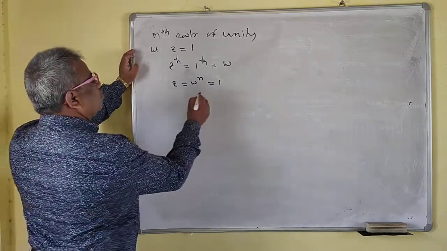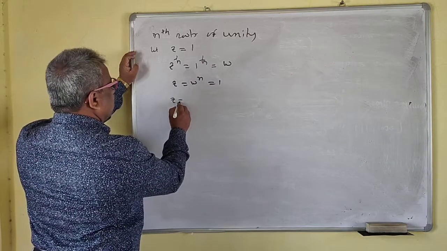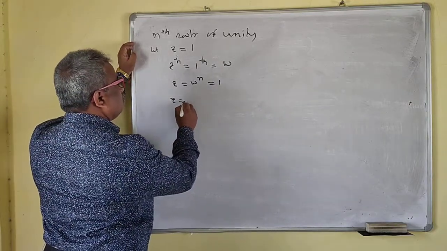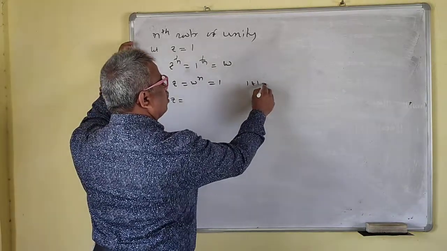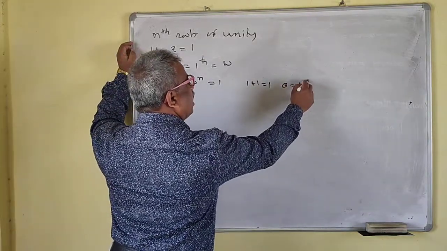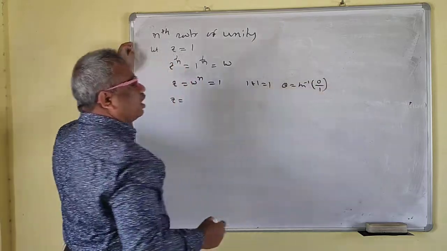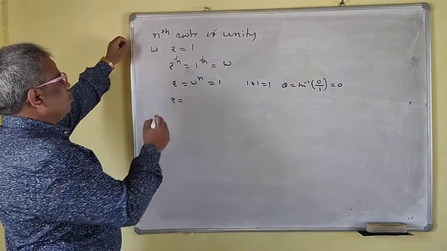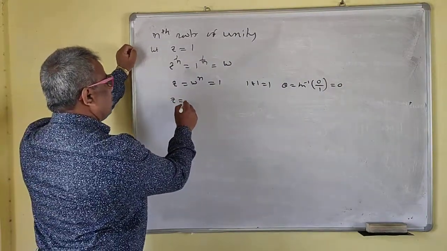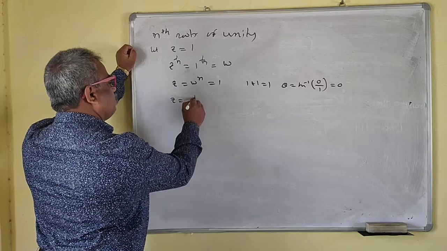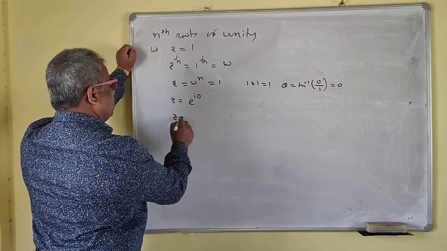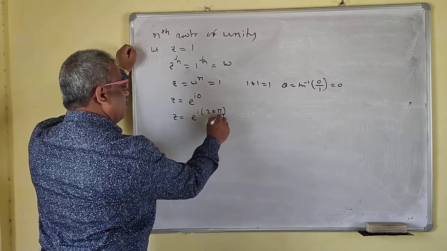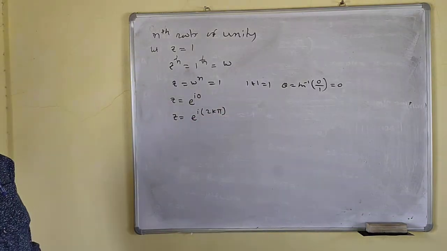Now I can write z in polar form. How can we write it in the polar form? Mod of z is 1, and theta is equal to tan inverse of y by x. Tan inverse of 0 is 0. So this is nothing but 1, e raised to i 0. So z is equal to e raised to i 2k pi, that is 0 plus 2k pi.